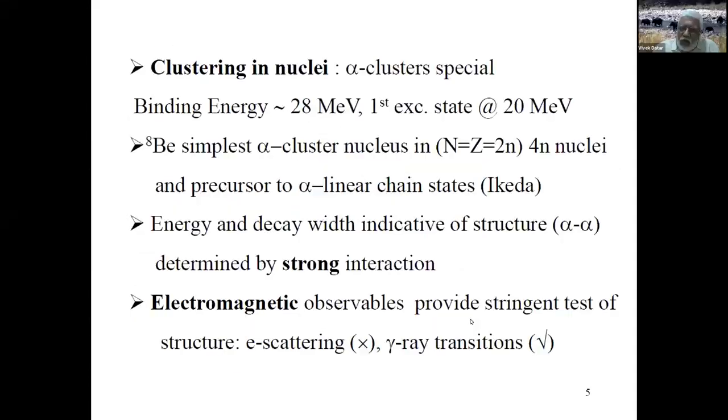Nowadays with radioactive ion beams. This is being developed in Riken and other places, where you do the inverse, you scatter radioactive ion beams off electrons. But gamma rays offer a very competing alternative to study electromagnetic observables.